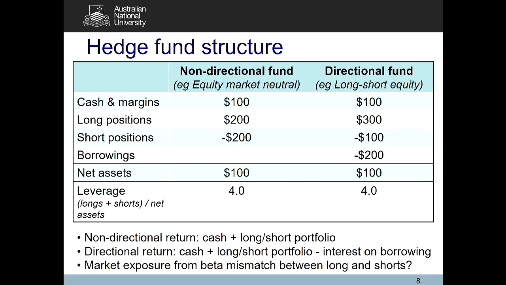But if the market drops by 10%, your long portfolio will go down by 20, right, because the beta's 2, and your short portfolio will only go up by 10 because the beta's only 1. Right? So to actually neutralise the equity market risk in a non-directional fund, you need the beta in your long position to equal the beta in your short. Any questions on that?